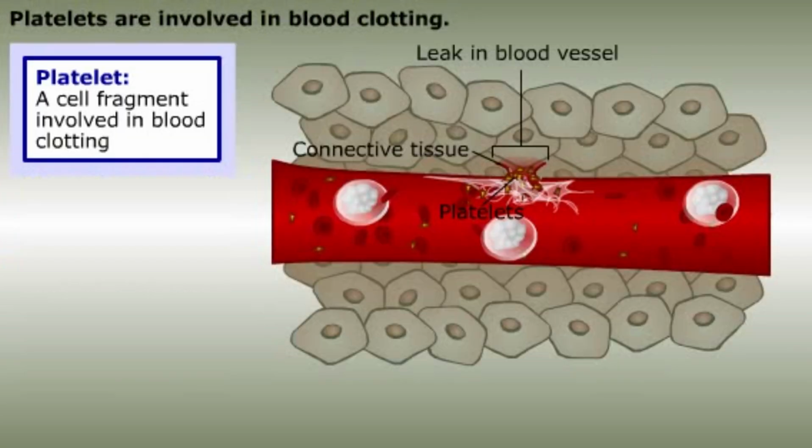The final cellular components of blood are actually fragments of cells called platelets. Platelets are cell fragments with no nuclei. Platelets are important for blood clotting.